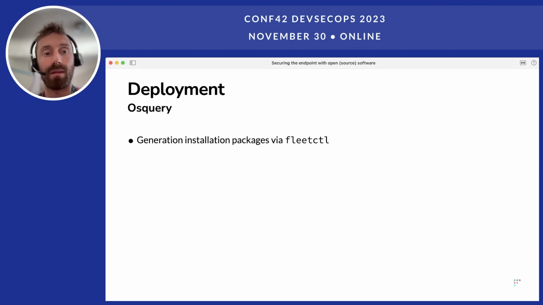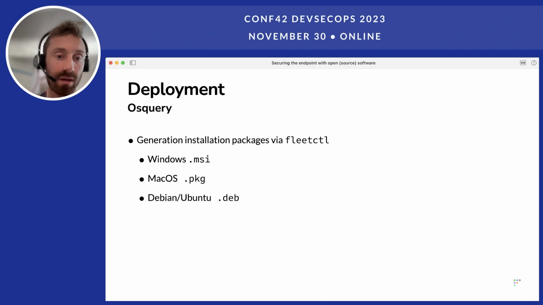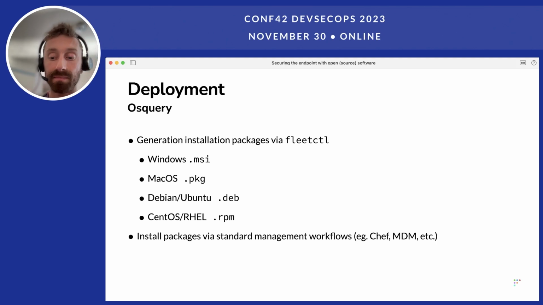And for osquery, the deployment essentially looks like generating the installation packages via the Fleet Control command line tool. That would be MSI on Windows, PKG on Mac OS, Deb for our Debian flavored Linuxes, and RPM for our Red Hat flavored Linuxes. And then typically you'd install those packages via the standard management workflows. And that often looks like Chef for servers. It often looks like MDM for workstations. It doesn't really matter how we do this as long as we get those packages out there.